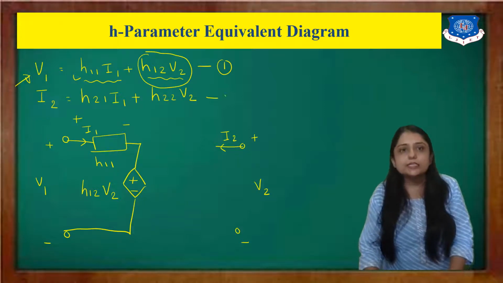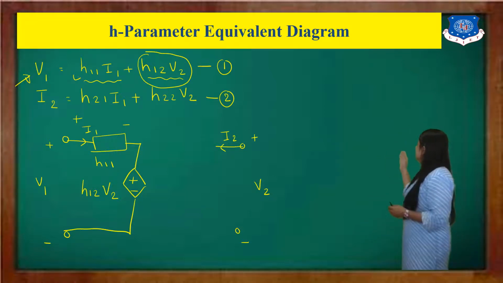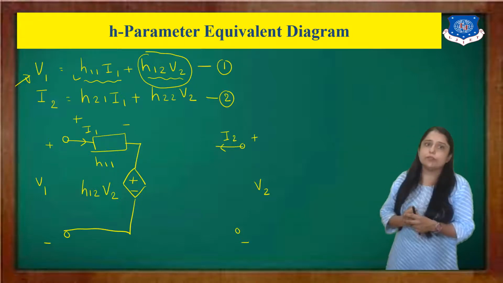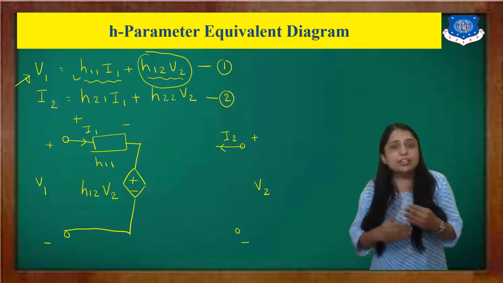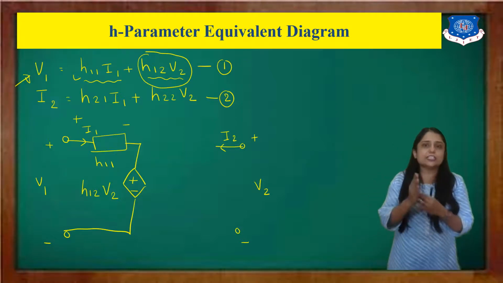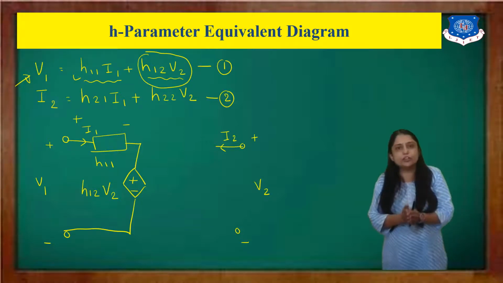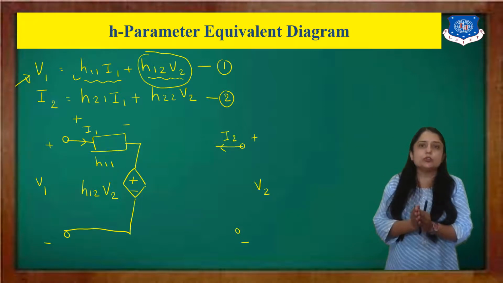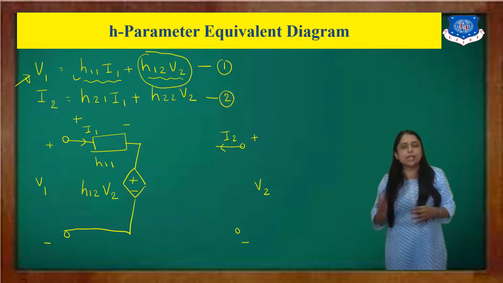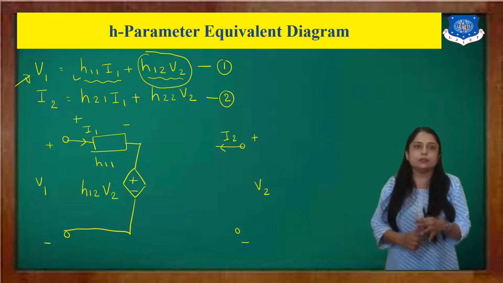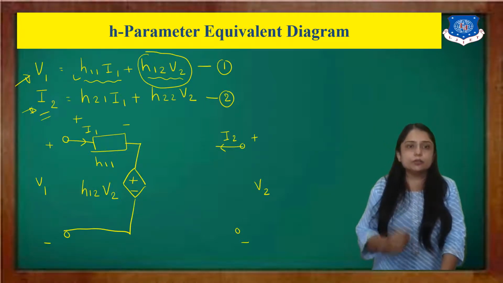Now you just consider my second equation. In my second equation, see here, I2 equal to H21 into I1 plus H22 into V2. That means current equal to something. And when we add two currents, when they are connected in parallel, then we can add these terms. So whenever you have a voltage equal to something, that means you have to connect those two terms in series. And when you have a current equal to something, that means we have to connect those two terms in parallel.